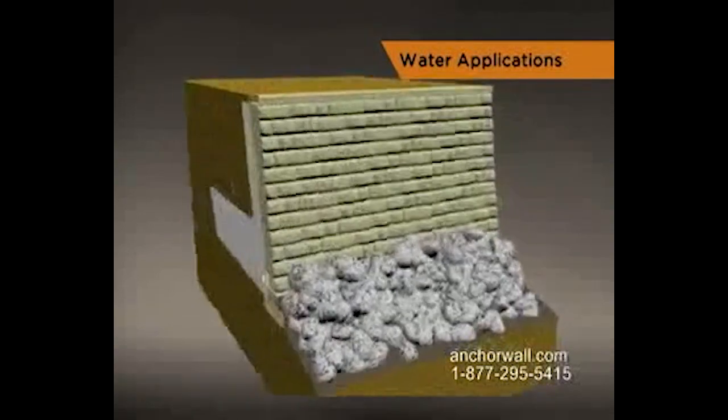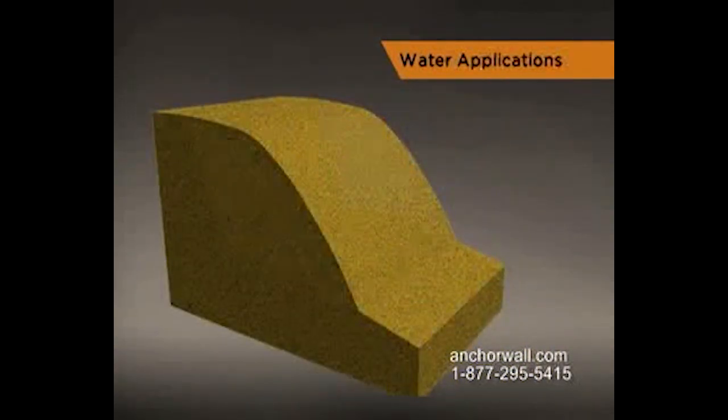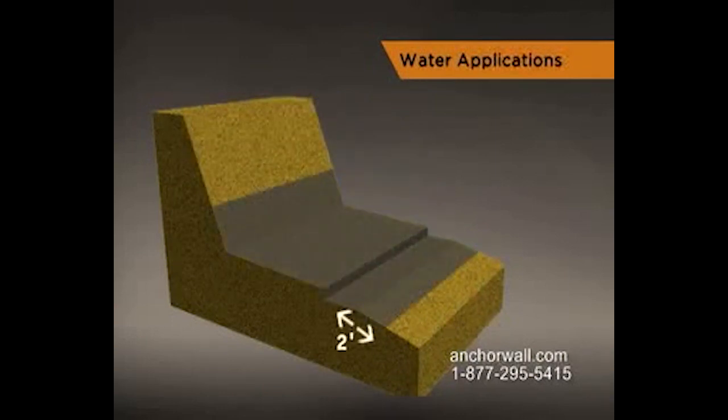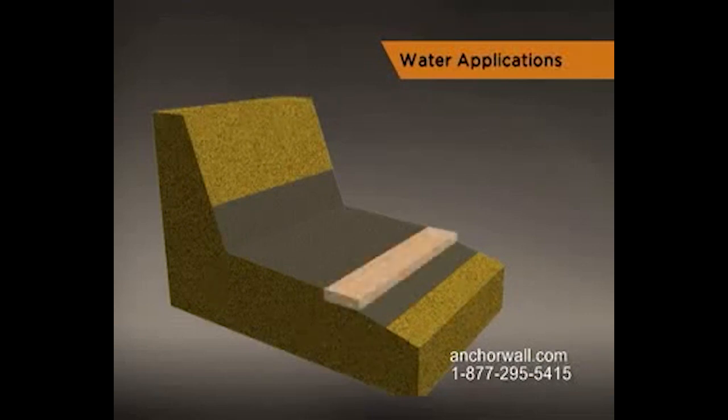Excavate for the wall and grid according to the wall plan. Line the excavation with landscape fabric extending 2 feet in front of the wall. Install and compact the leveling pad aggregate on top of the fabric. Install the base course block using best practices.